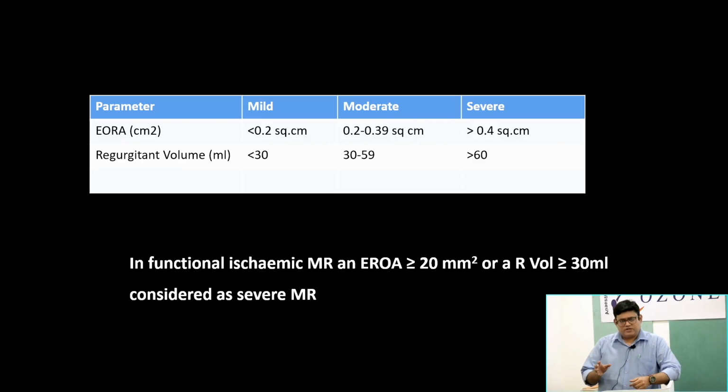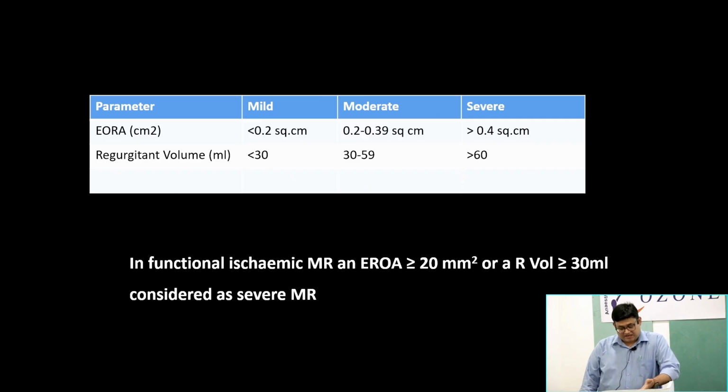Here, an effective orifice regurgitant area, or EROA, less than 0.2 is considered mild, and more than 0.4 is considered severe. But remember, in functional ischemic MR, an effective orifice regurgitant area of more than 0.2 or a regurgitant volume of more than 30 ml is also considered severe MR. Why? Because of the shape. In ischemic MR, the orifice area is usually elliptical. So it is that way.